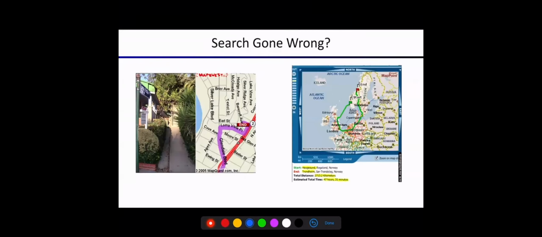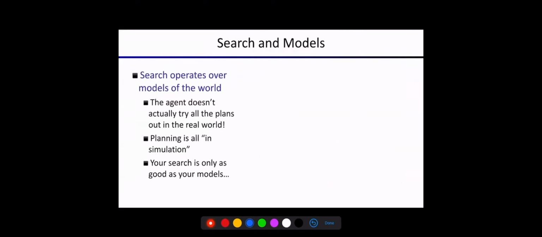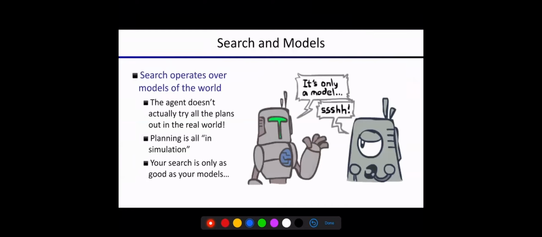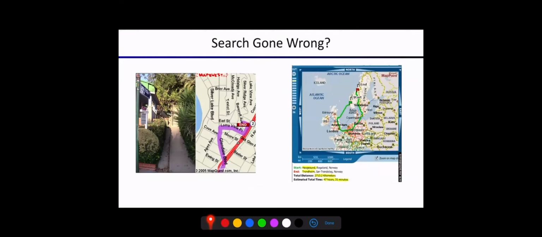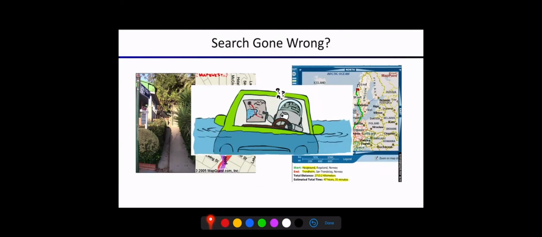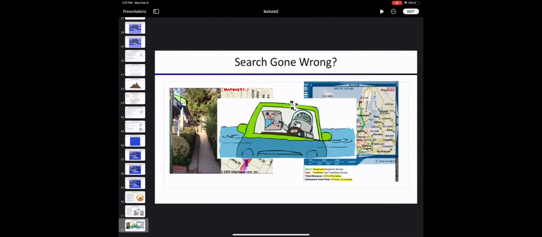So sometimes remember that we still have a model, that we're operating on a model. That graph that we made is not the reality. It's just a simulation. It's just a model of the reality. And your search will always be only as good as your models. So models can fail. And in fact, sometimes they have done that in the famous maps in the earlier version of the navigators. I don't know if this is Google or another navigator, but it can lead you to the water. It can give wrong results.